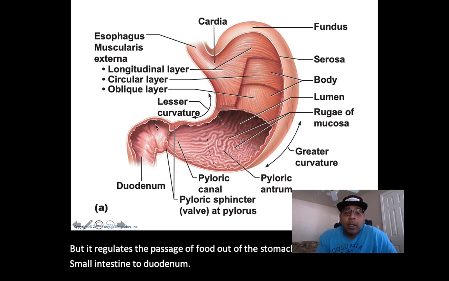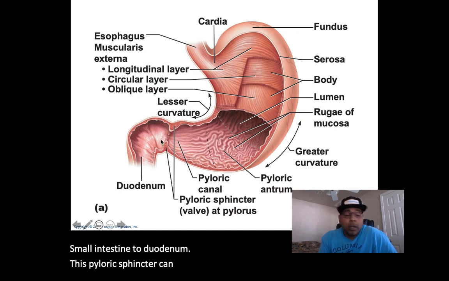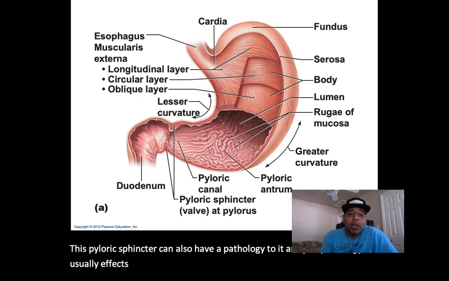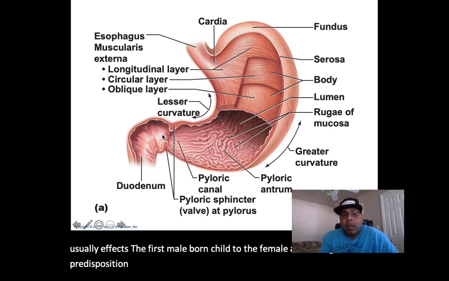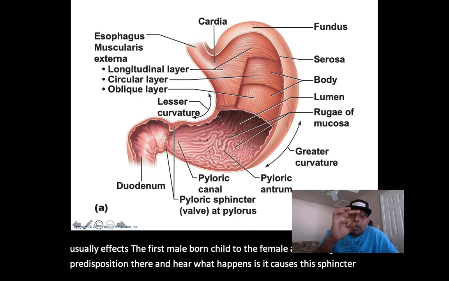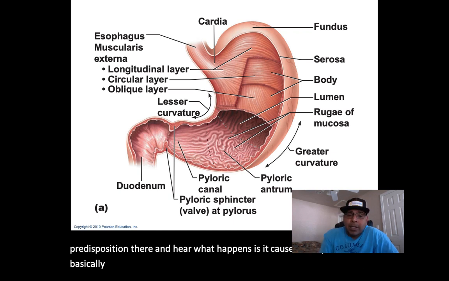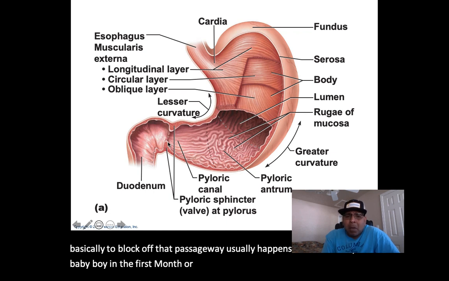This pyloric sphincter can also have a pathology to it, and this pathology usually affects the first male-born child to the female, and it's a genetic predisposition there. Here what happens is it causes this sphincter to basically block off that passageway. It usually affects the baby boy in the first month or second month of life. First month, I believe, the second month of life are more common times.